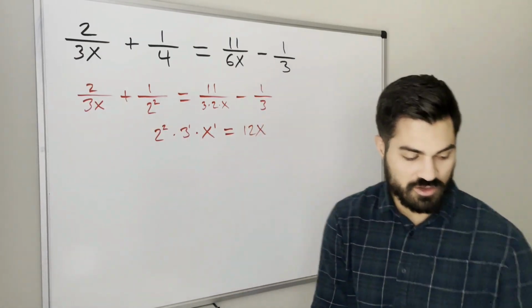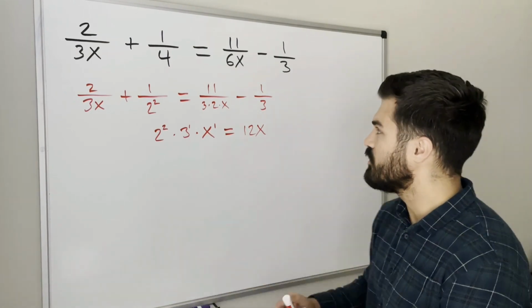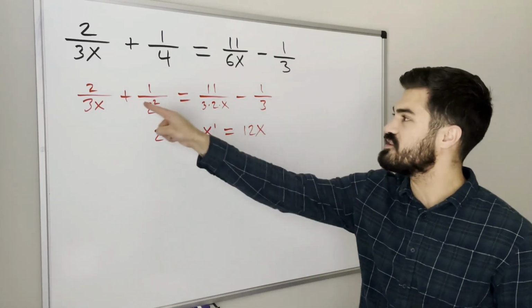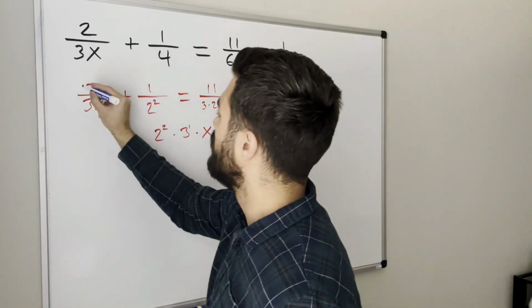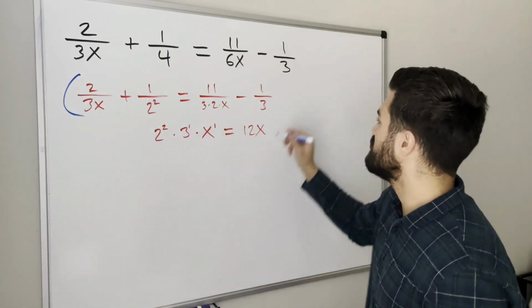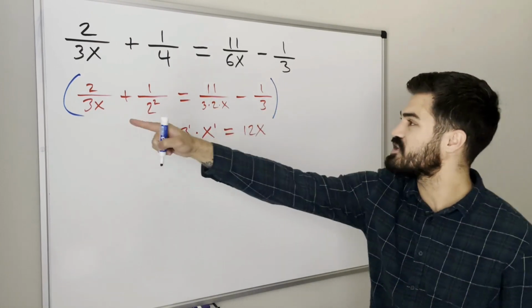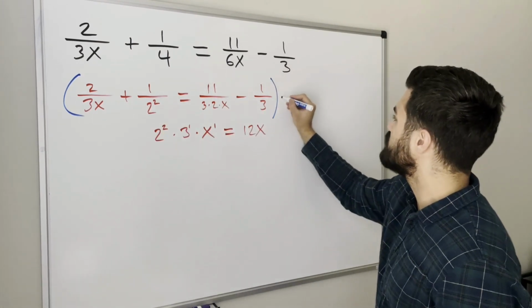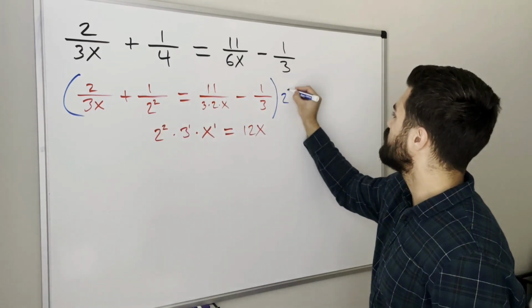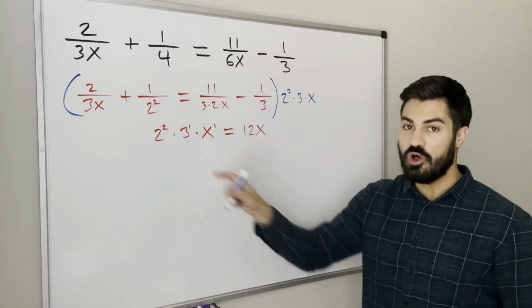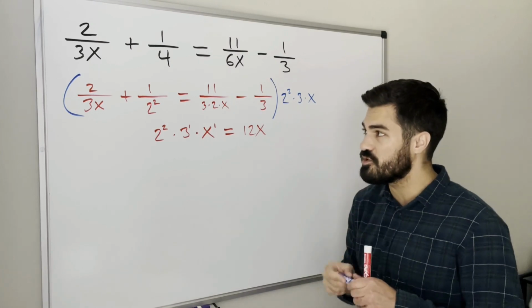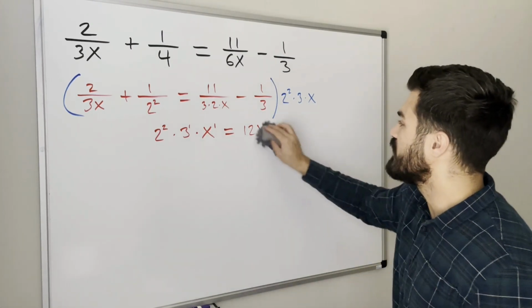But I'll show you exactly what I mean here. Once I get a marker that works, let's try this blue one. So we're going to multiply both sides of this equation by 12x, but in this case I'm going to use this form, 2 squared times 3 times x. So both sides, all 4 of these terms, we're going to multiply by 2 squared times 3 times x, which again is 12x, okay? Multiplying both sides of the equation by the least common denominator.